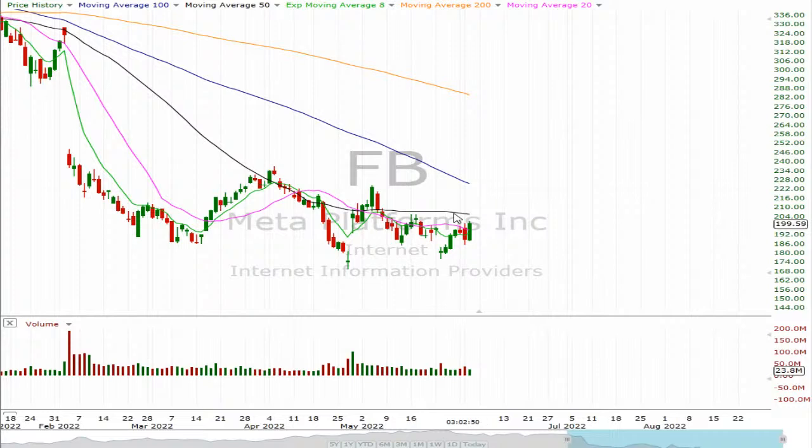Now the problem is Facebook is not at the 50-day, and it's definitely not above the 50-day, right? So if you're looking for a breakout in a pattern where it's not imminent, you might think it could break out imminently, but technically it's not saying that just yet, because it's still stuck in a lower range. It's still not at the 50-day. It's obviously not above the 50-day.